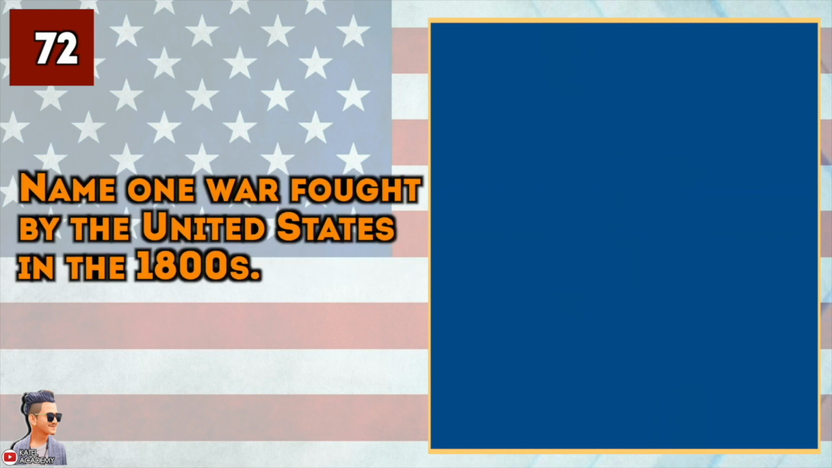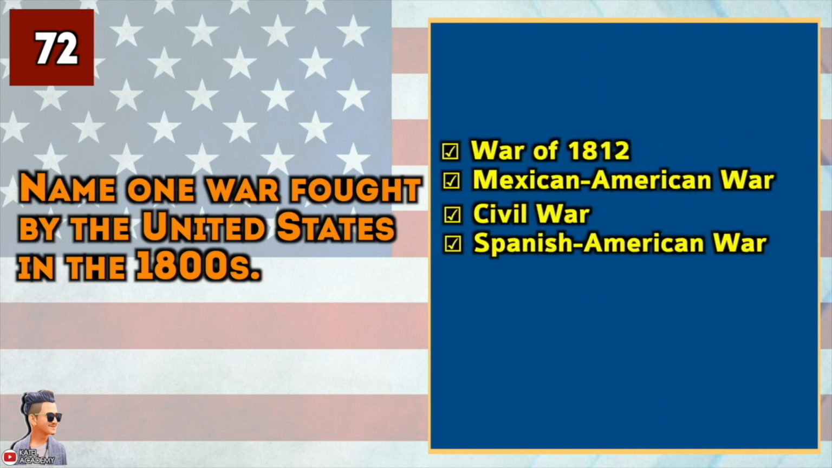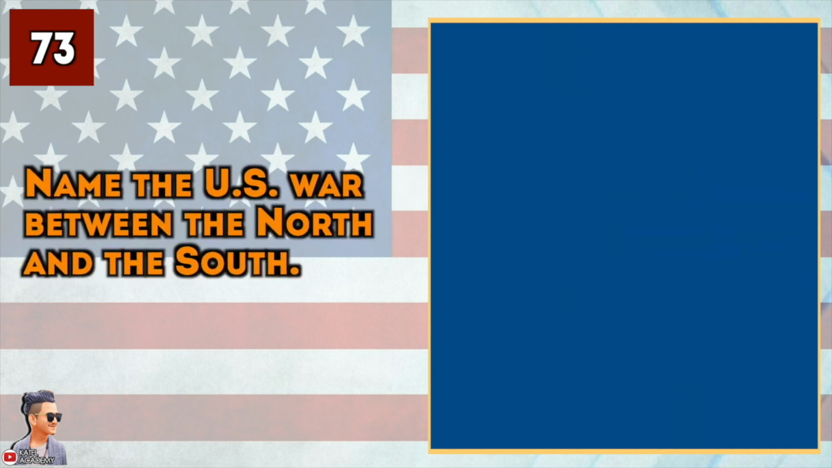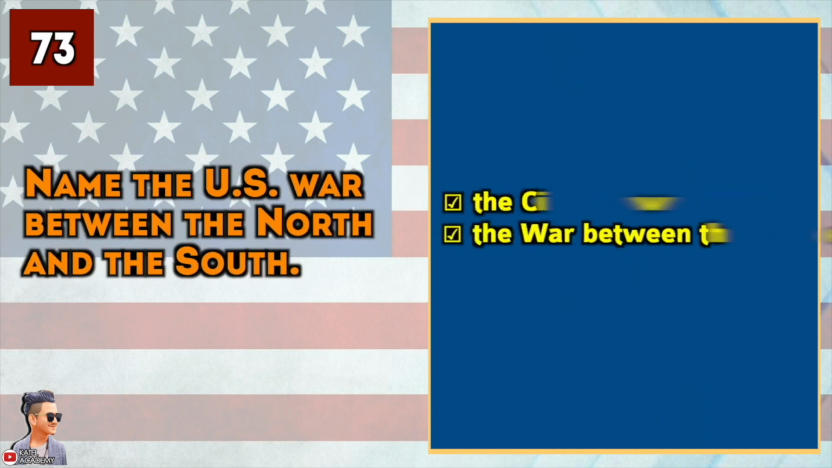Name one war fought by the United States in the 1800s. War of 1812. Mexican-American War. Civil War. Spanish-American War. Name the U.S. war between the North and the South. The Civil War. The war between the states.